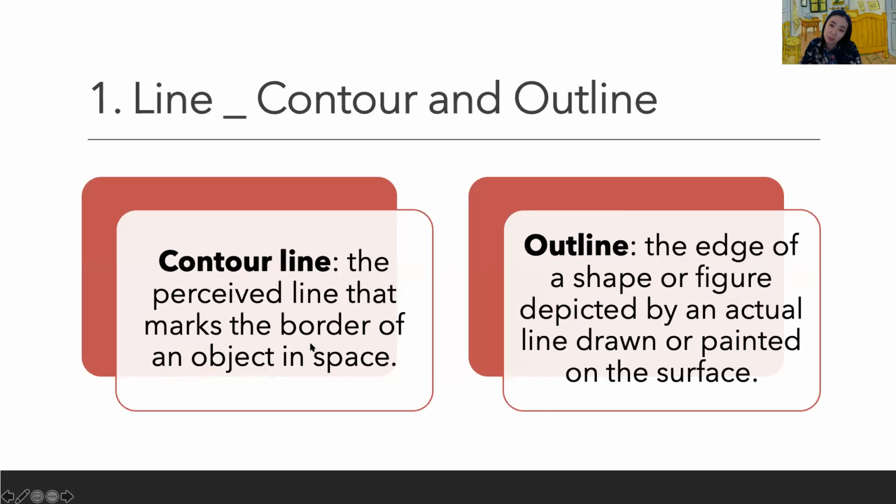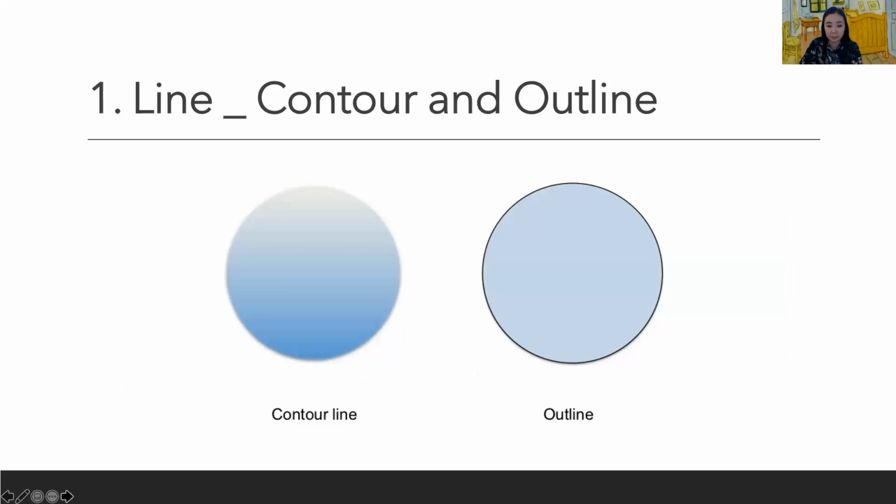And there are two types of line in art. The first one is contour line, which is the perceived line that marks the border of an object in space. And the second one is outline, which is the edge of a shape or figure depicted by an actual line drawn or painted on the surface. So let me show you how they are different in the visual images. So they look different like this.